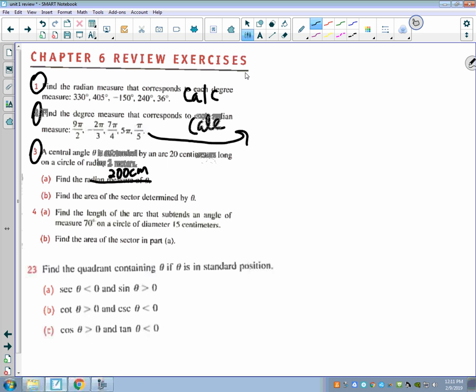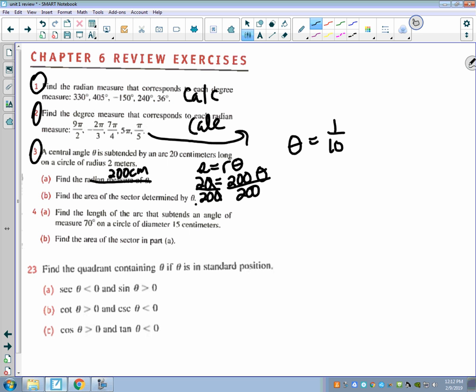That's important. So S equals R times theta. If I did my conversion right, the arc is 20, and the radius is 200 centimeters. So if I'm going to solve for theta, that would be theta equals 1/10. If they gave me an angle, then we would use that, right?